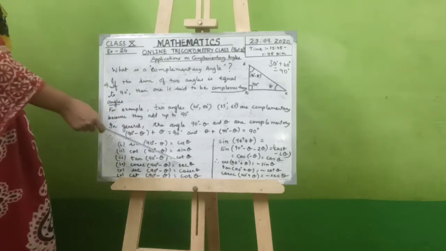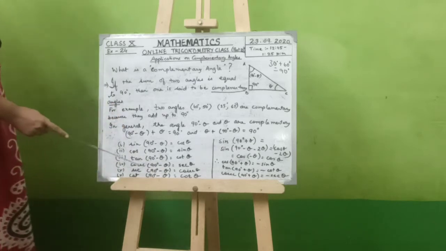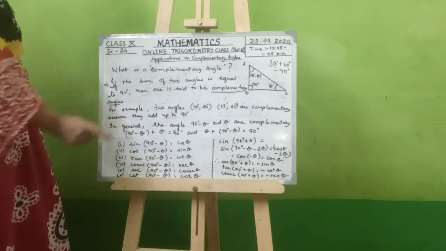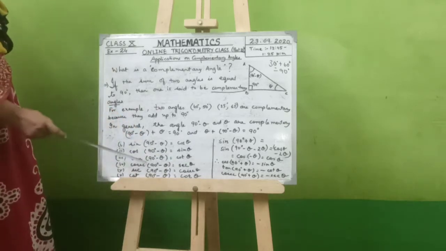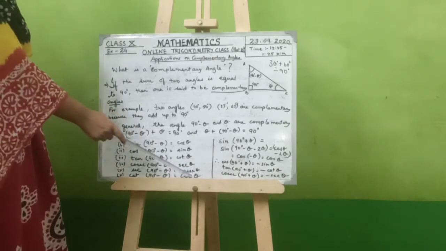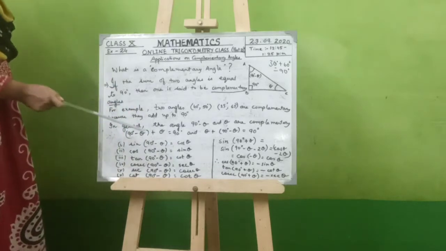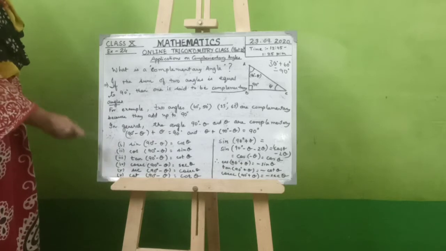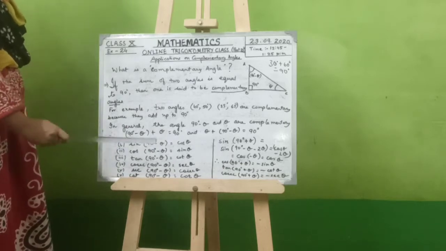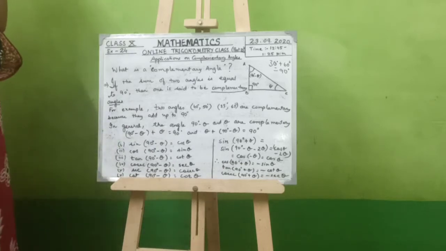Tan 90 minus theta is equal to cot theta. Cosec 90 minus theta is equal to sec theta. Sec 90 minus theta is equal to cosec theta. Cot 90 minus theta is equal to tan theta. So remember this. If you remember this portion by heart, then doing applications will be easier for you, children.